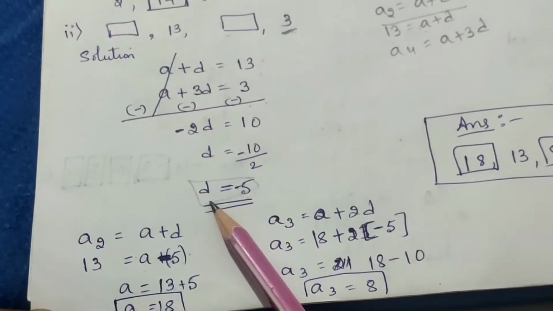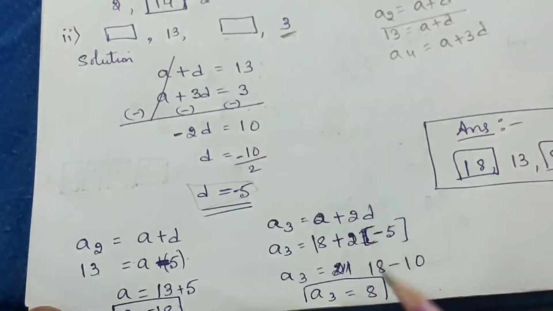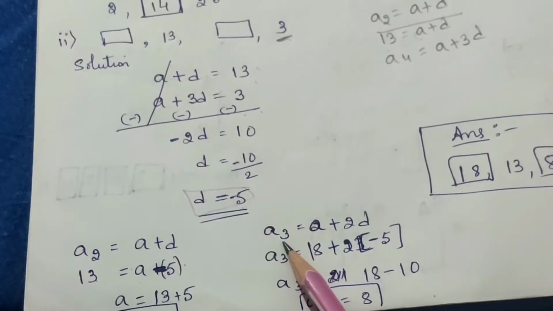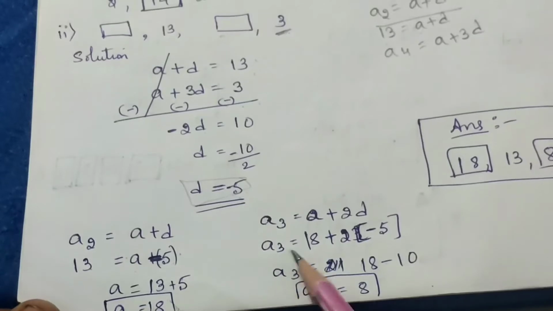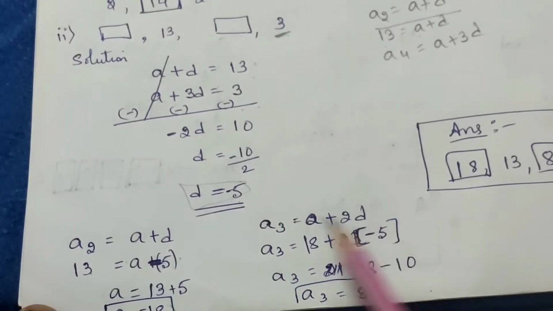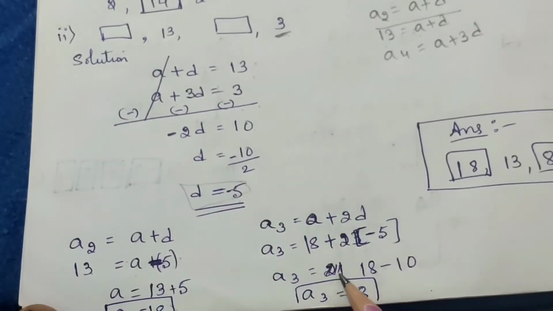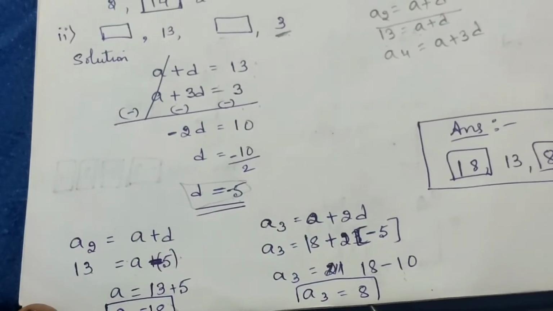Now, you know the common difference and you know the first term, and easily you can find the third term by writing the equation, that is a3 is equal to a plus 2d. Here a you know, 18, substitute, plus as it is, 2 write as it is. Instead of d, substitute the value of d, that is minus 5. 18 as it is, 2 fives are 10, plus into minus gives minus. Hence 18 minus 10 is 8.